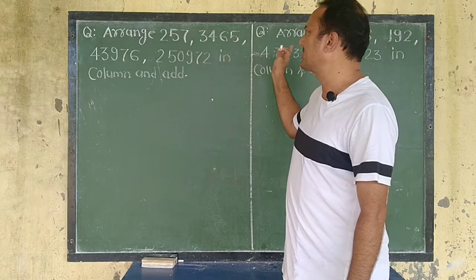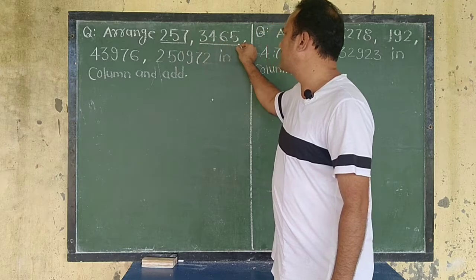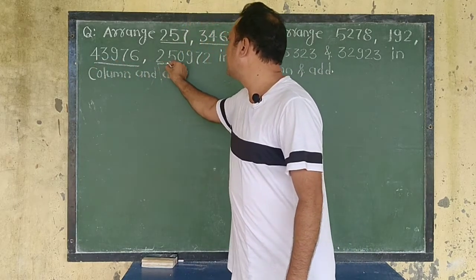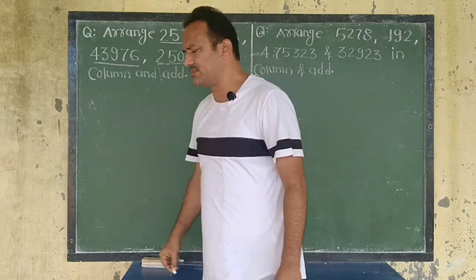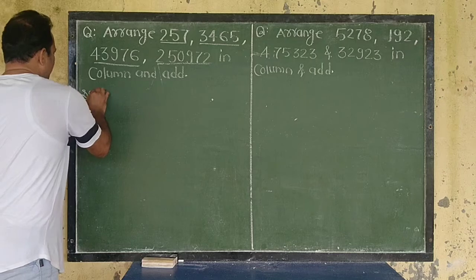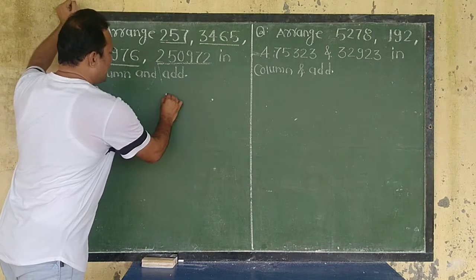Here are the numbers given. This is a 3-digit number, this is a 4-digit number, this is a 5-digit number, and this is a 6-digit number. At first we have to arrange them in columns. Then we write the solution here: 257. At first write 257.